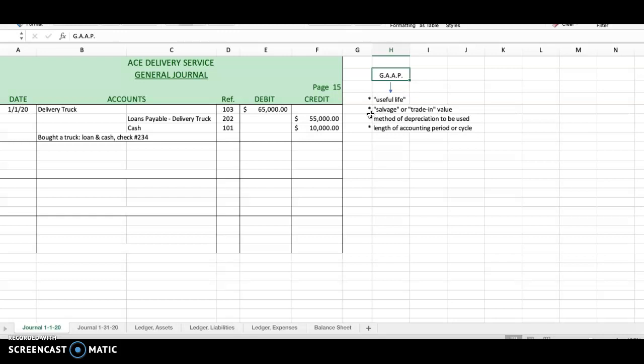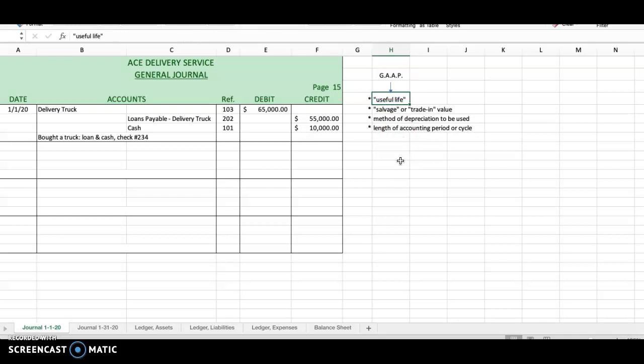The same will happen with our assets in topic 8. Our major assets will be declining in value, and we need to find a generally accepted accounting principle that will allow us to have an acceptable way of showing the value declining over the years. When we do that, we need to consider 4 factors. We need to consider, first of all, the useful life of this asset. There are different ways we can do that.